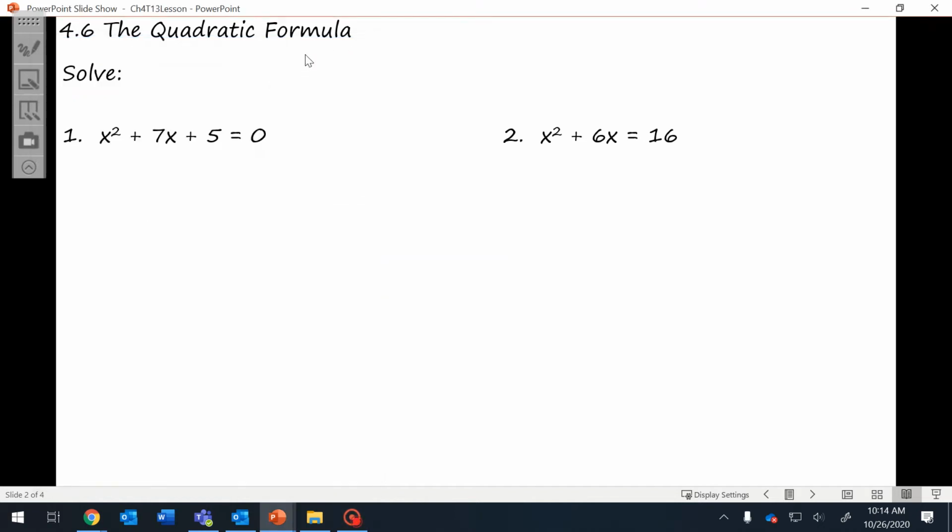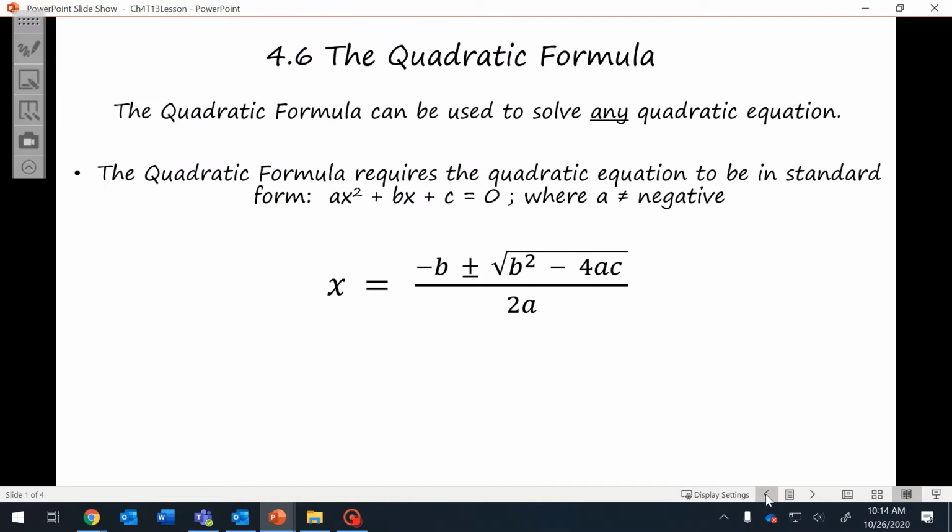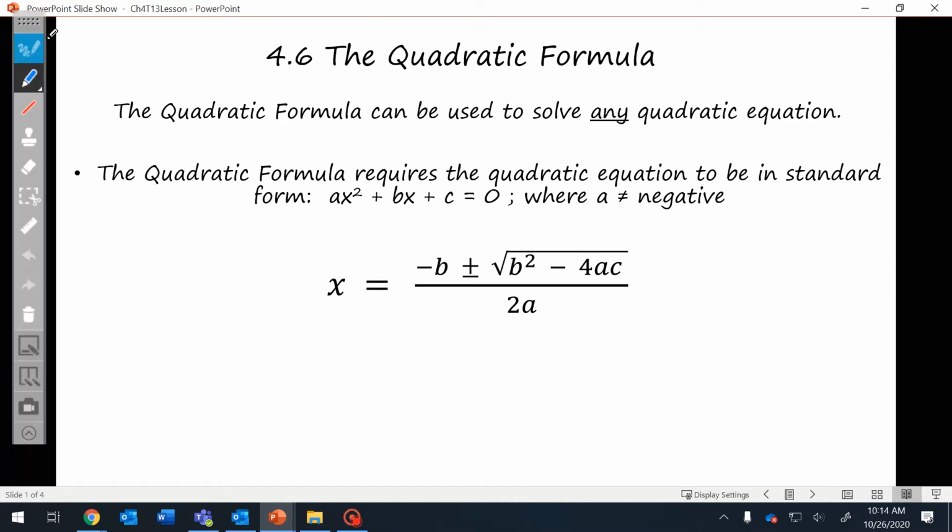Okay, today we are looking at the very last topic of chapter 4. So we are looking at topic 13, so chapter 4, topic 13, and we are looking at the quadratic equation, the quadratic formula. The quadratic formula is a formula that has been derived to allow you to find the solutions to any quadratic equation without using any method at all.